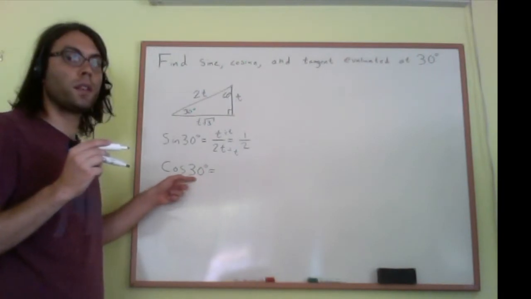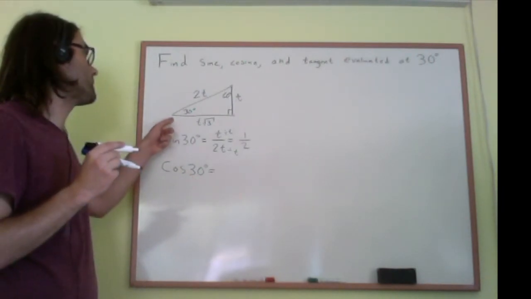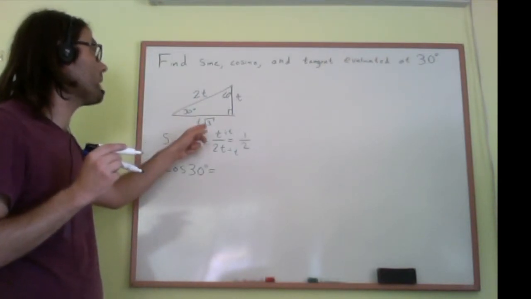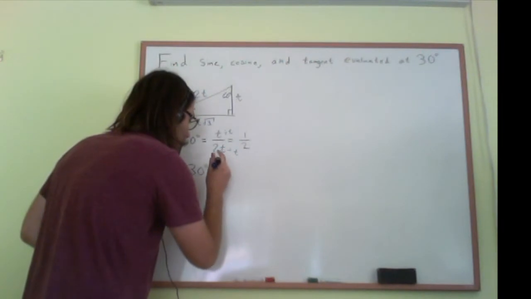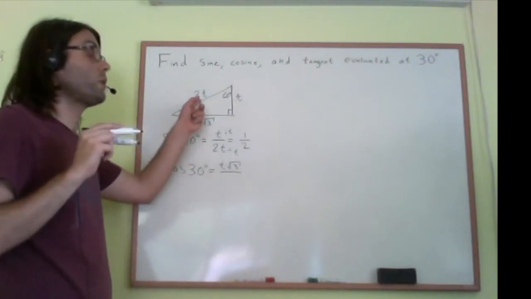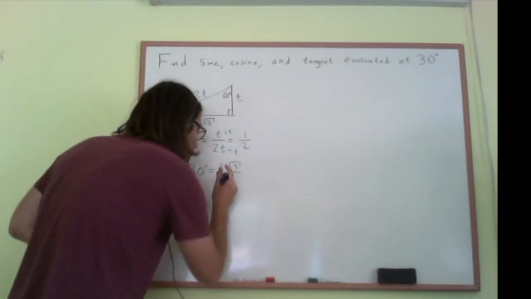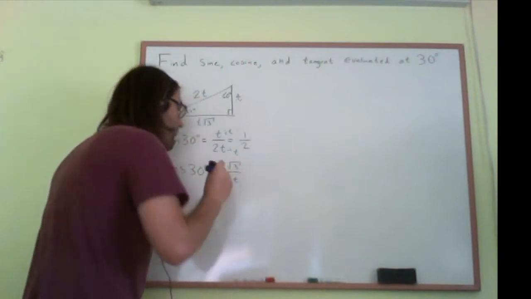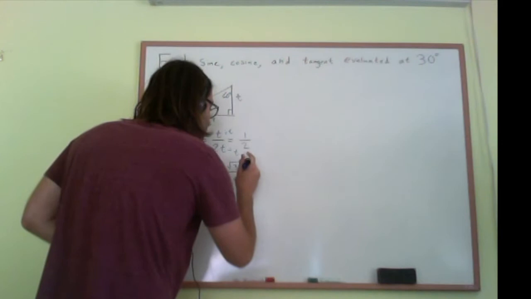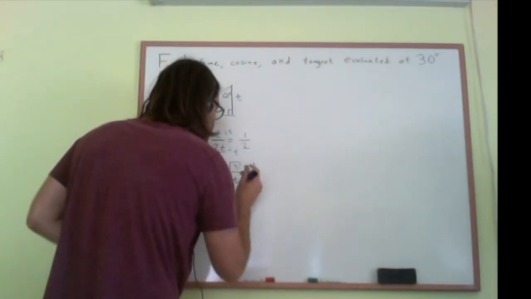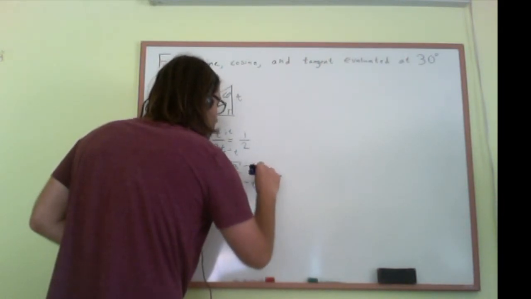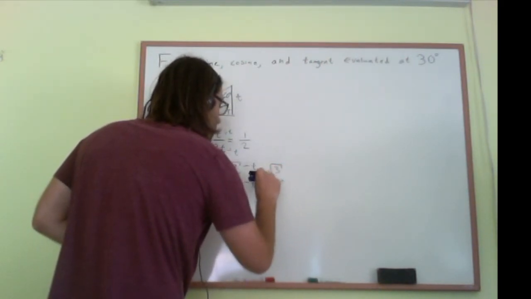Cosine of 30 degrees is equal to the side adjacent to 30 over the hypotenuse. The side adjacent to 30 degrees is t root 3. The hypotenuse is 2t. And then we have cancellation here. We can divide the top and bottom by t. And we get root 3 over 2.